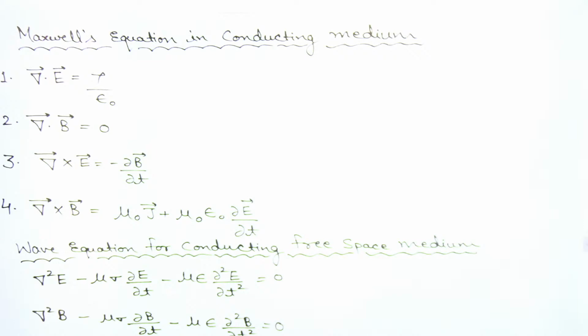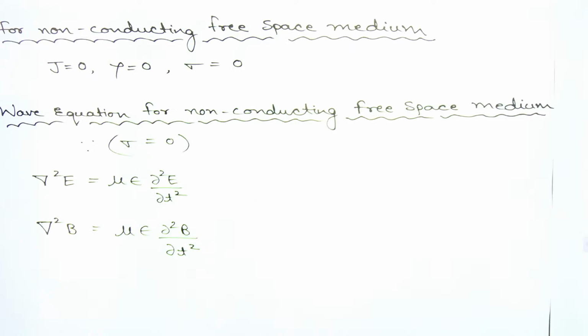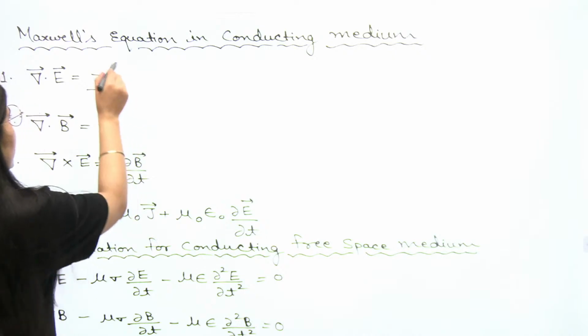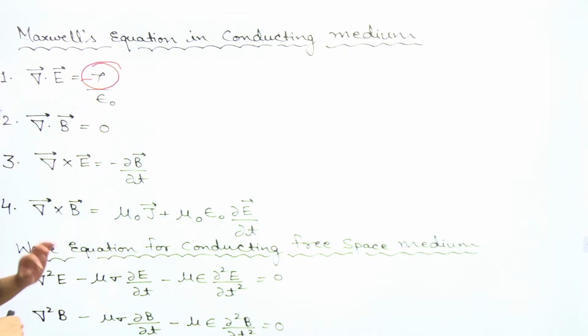After considering that point guys, we are going to have the rest of the points. This is going to be about the wave equation, okay, then conditions. If it is a conducting free space medium, then what will be the case here? There will be a correction required, so it should be negative, clear.